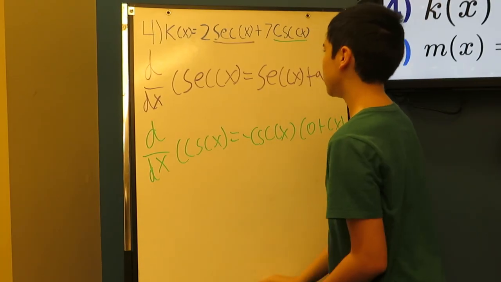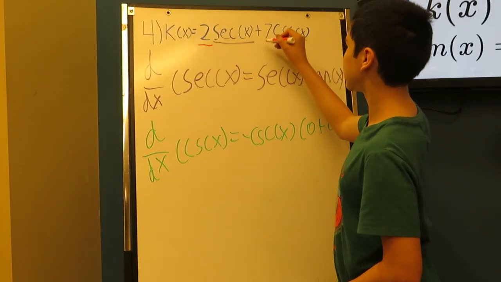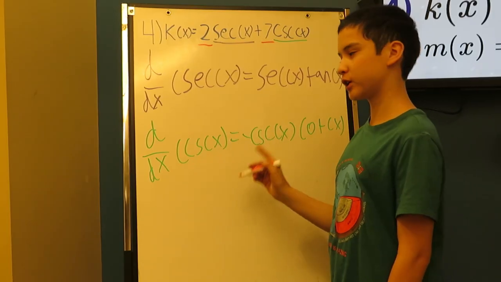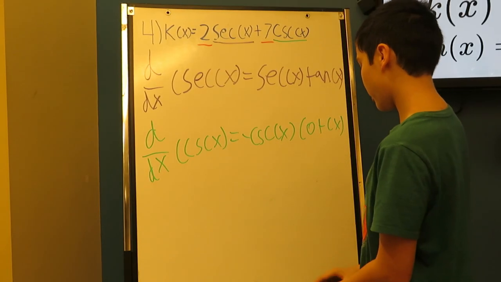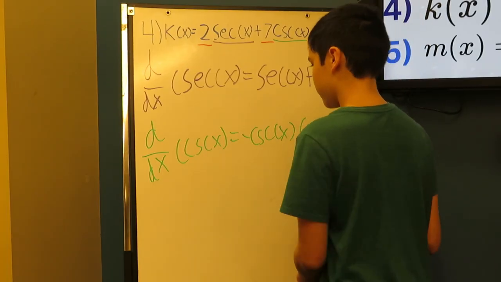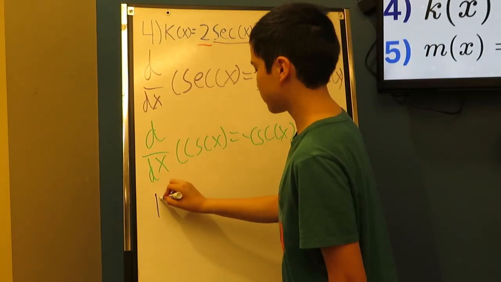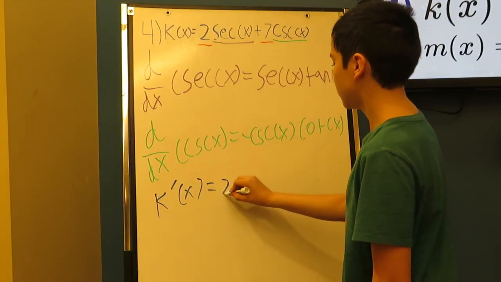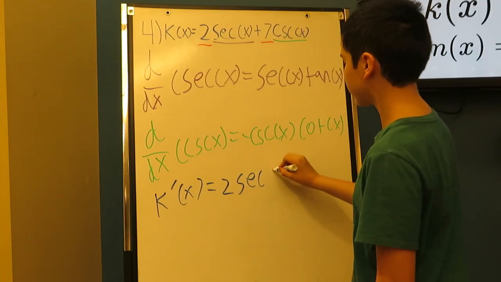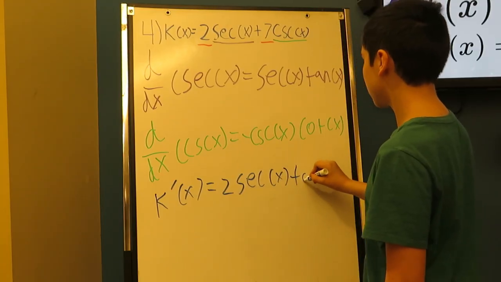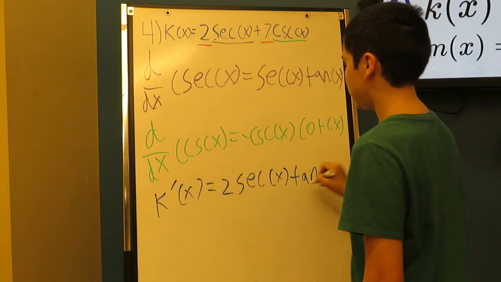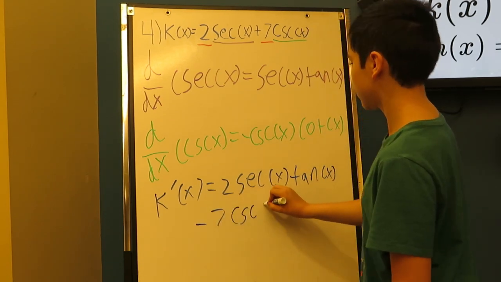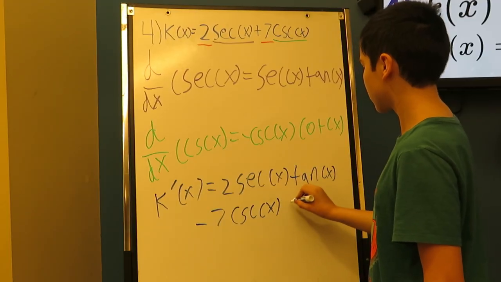Now, we can also see that we have two constants, so we just ignore them for now. And we will just take the derivative of the trig expressions. So from that, we would get the derivative of k of x equals 2 secant of x tangent of x minus 7 cosecant of x cotangent of x.